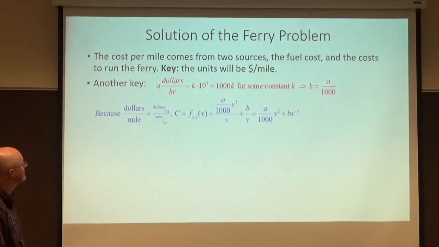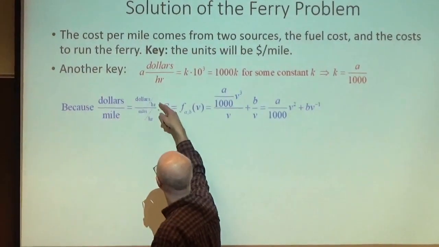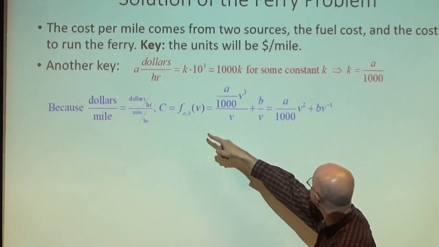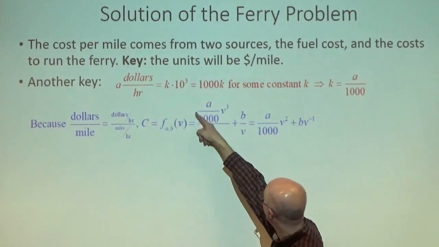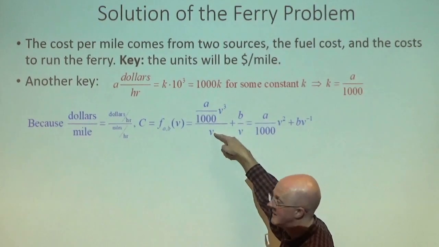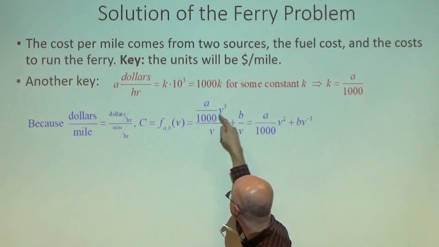Here's what I mean on that. Again, like I have on the board, because dollars per mile is dollars per hour divided by miles per hour, the cost C in the units we want, dollars per mile, is going to be the cost of fuel in dollars per hour divided by the speed. I'm using this principle here, taking the cost in dollars per hour and dividing by the speed to get this.